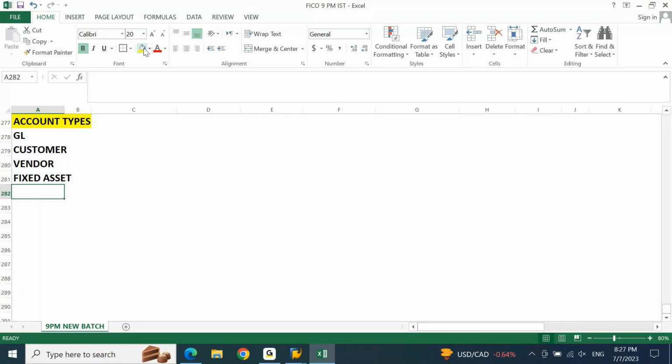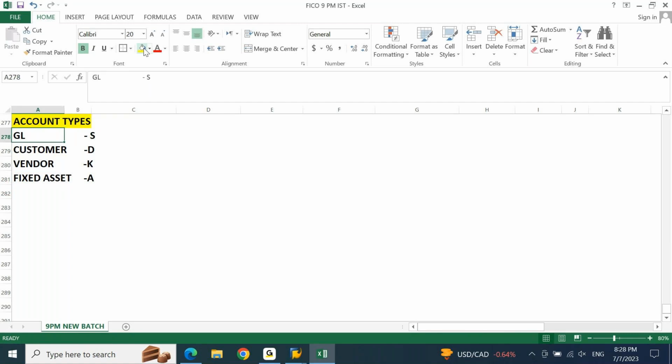How is GL identified? This time your account type is a single digit alphabet. How are you going to differentiate GL? GL is represented with S. What about customer? Customer is D. Vendor is K. Fixed asset is A.